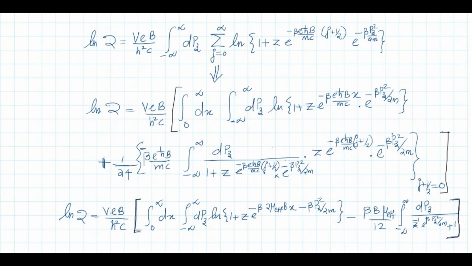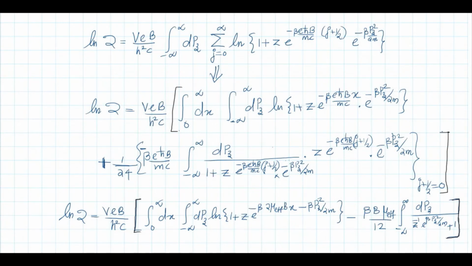Okay, so log theta equal to this first term is here. In the second term, when you put j plus half equal to 0, this term will be 1, since e raised to 0 is 1. The remaining term in the numerator is z e raised to minus beta p_z squared by 2m. Here, when you put j plus half equal to 0, the denominator will be 1 plus z e raised to minus beta p_z squared by 2m. So you can take this z e raised to minus beta p_z squared by 2m to the denominator.